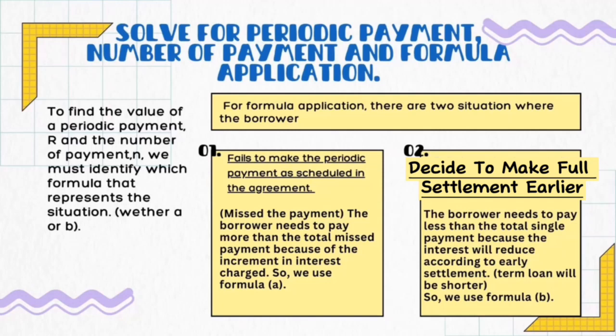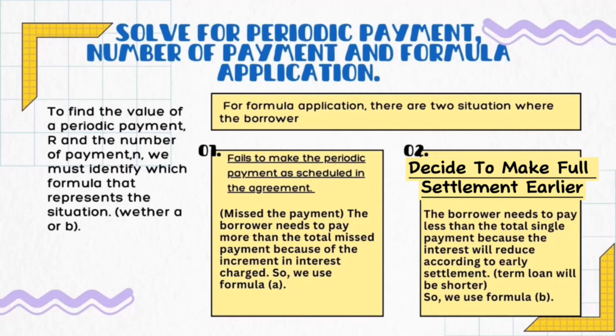to find the value of a periodic payment R and the number of payments, we must identify which formula represents the situation, whether A or B. For formula application, there are two situations. First, where the borrower fails to make the periodic payment as scheduled in the agreement, or misses the payment. So, the borrower needs to pay more than the total missed payment because of the increment in interest charge. So, we use formula A.